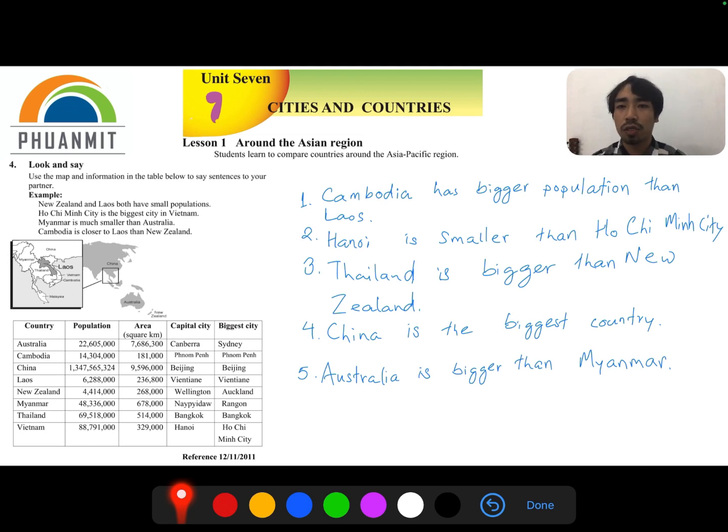Alright, so when you compare we use bigger than, right? Or if you want to say the biggest, you will use superlative adjectives. Okay, if you compare two things, it is comparative: bigger than, smaller than, or larger than, right? But for the most, it is biggest, smallest, largest. Okay, all right, so that is all for today, and I'll see you in the next video.